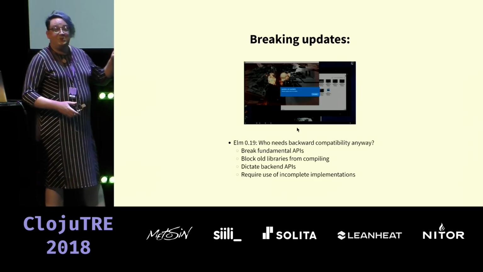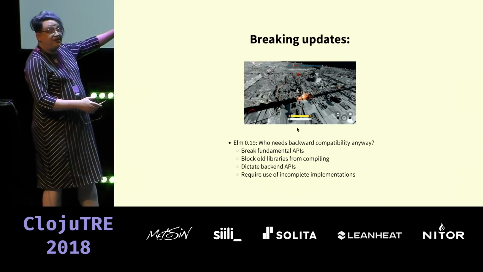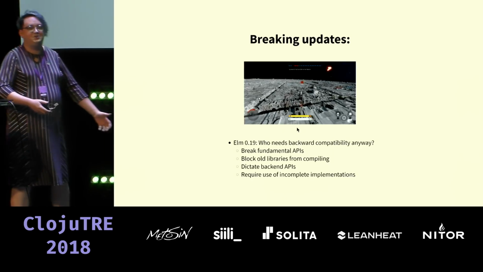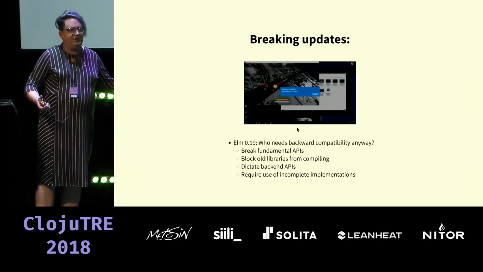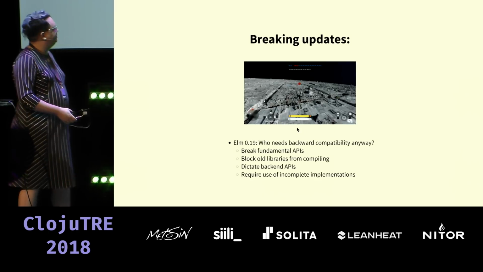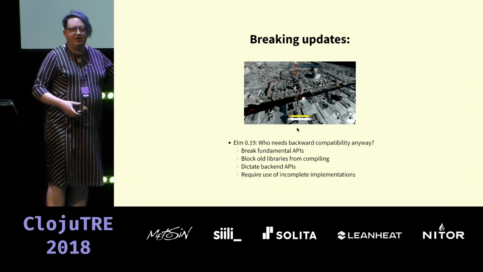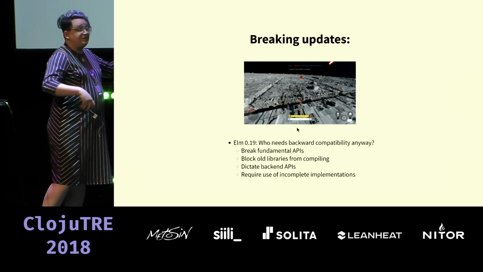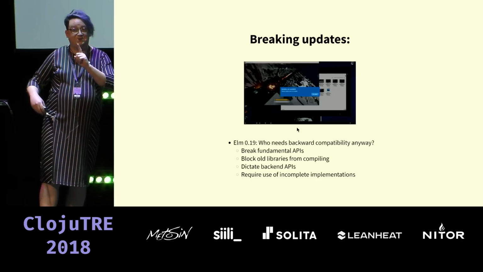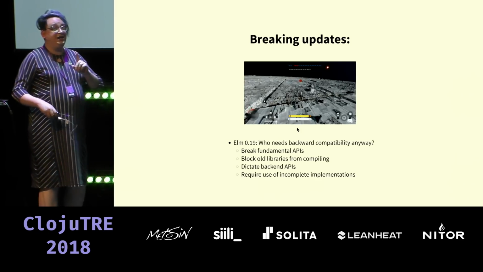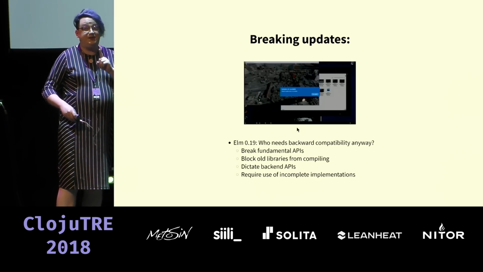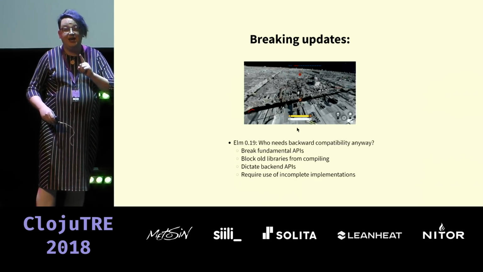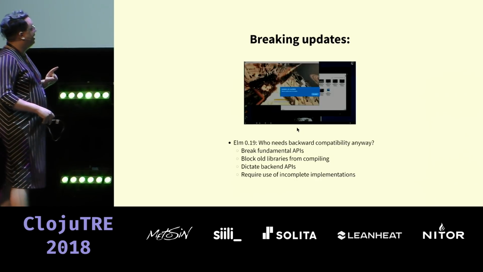Elm even did this so we break fundamental APIs. The basic browser API itself has been rewritten. Some of the string functions have been rewritten. Time functions have been rewritten. And the best part is, the Elm compiler, technically, for 0.19 is 100% backwards incompatible. If you have a library that has only been written for 0.18, it will not compile under 0.19. You have to update it.